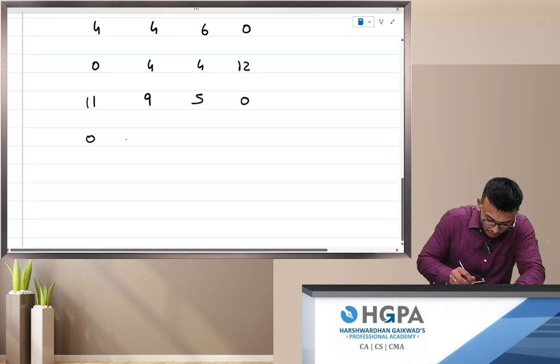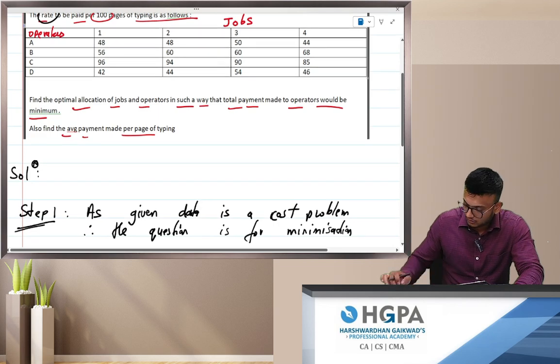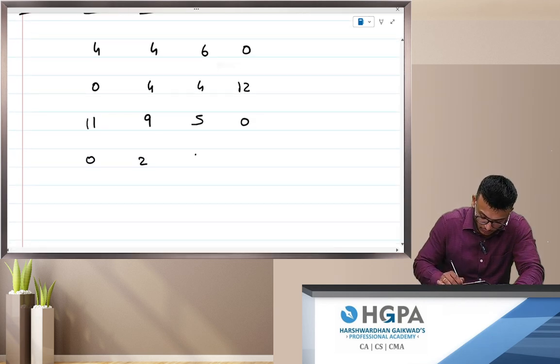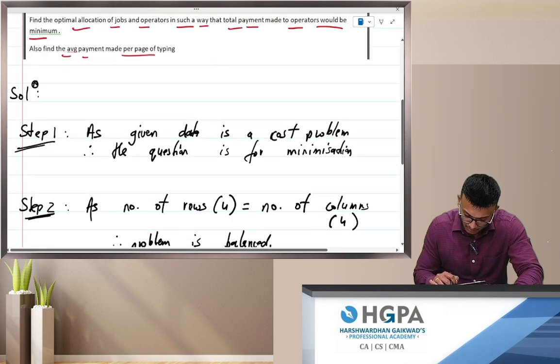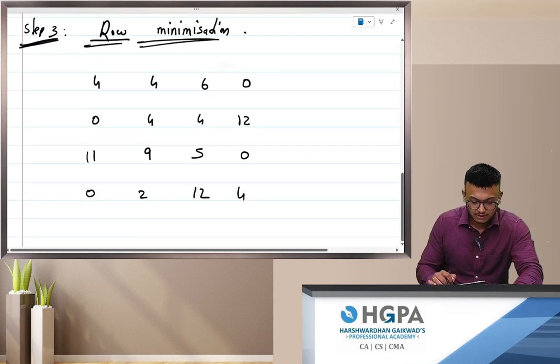42 minus 40 is 0. 44 minus 42 is 2. Next, we have 54 minus 42. This will be 12. And 46 minus 42 will be 4. Okay. Done. Now, this is your row minimization.